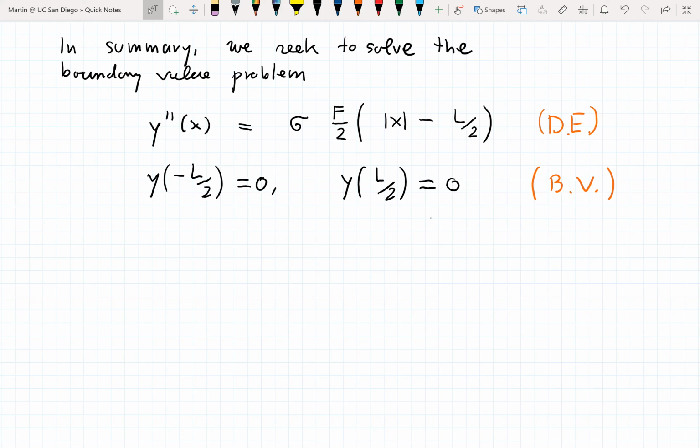From the perspective of engineering, needless to say that this differential equation is only true for fairly small values of f. If we put more and more weight in the middle of the bridge, then this equation will no longer be true, and eventually also the boundary values will no longer be satisfied.